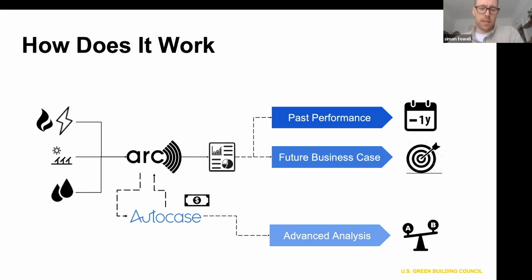And as Chris outlined earlier, there's three levels of assessment. Those first two are within the Arc platform itself, and the third one is within Autocase. So that first one is looking at the prior 12 months of data. The second one is more of that forward-looking, high-level sustainability targets. And then the last one is where that Arc data gets synced into Autocase, and then you can start doing these alternative analyses.